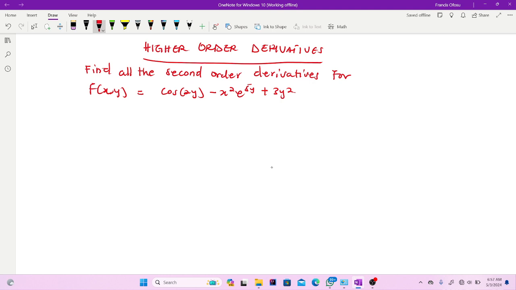Find all the second order derivatives for this multivariable function here. So in this video, we are treating higher order derivatives of multivariable functions. A multivariable function has more than one variable, right?